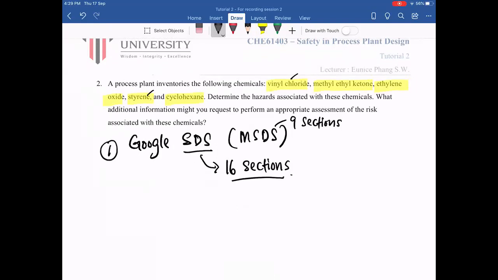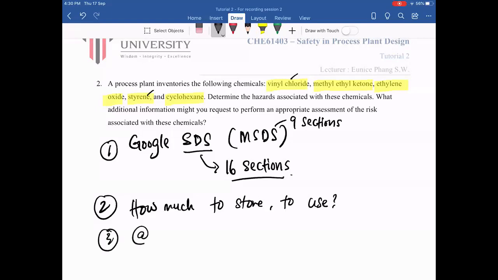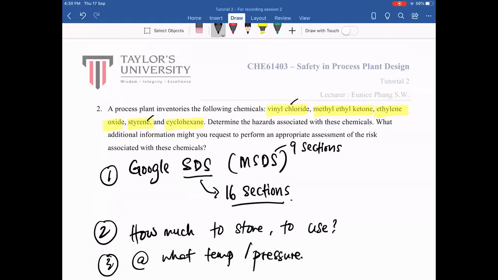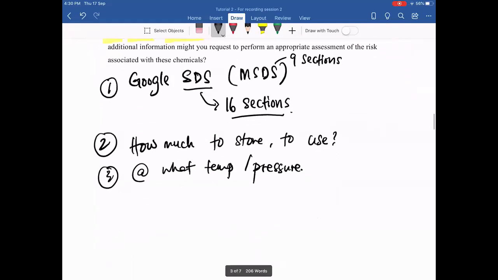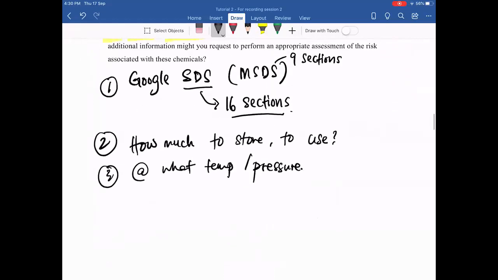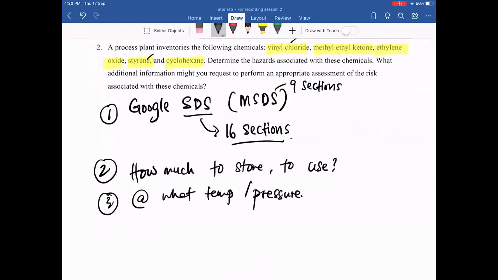One is your SDS. Second is how much chemicals to store, to use, and also if to use, at what temperature or pressure they are being used. Okay, so I guess this basically covers chapter question 2. Any questions so far?